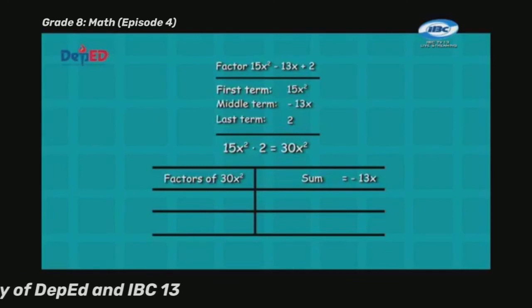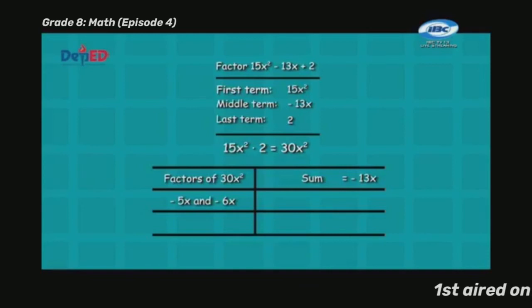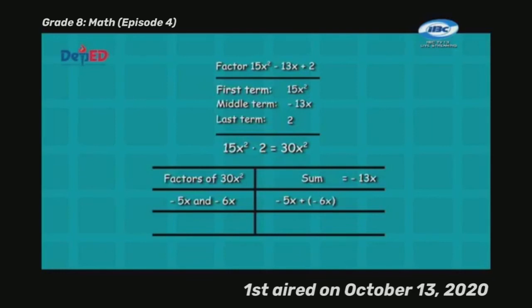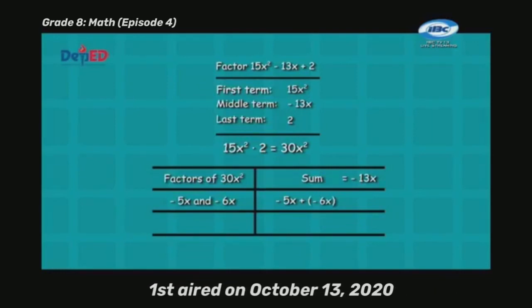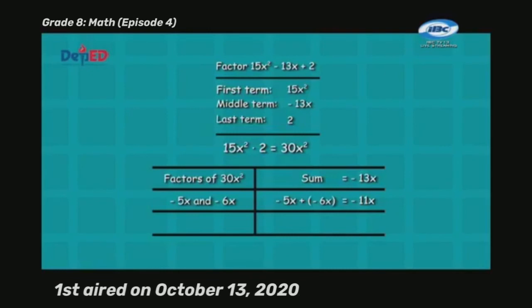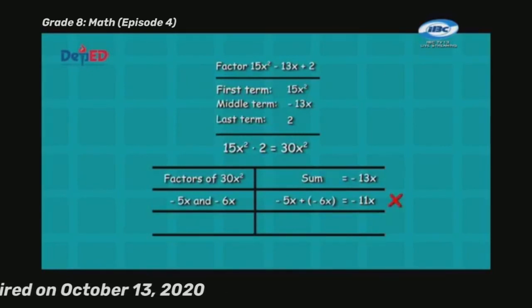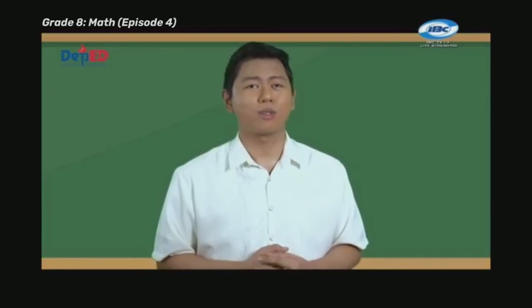Can you give me factors of 30x squared? Since the sum of the factors should be negative, let us try negative 5x and negative 6x since their product is 30x squared. Now, get their sum. What is negative 5x plus negative 6x? It is negative 11x. Not the same as the middle term. It means that we got the wrong factors.